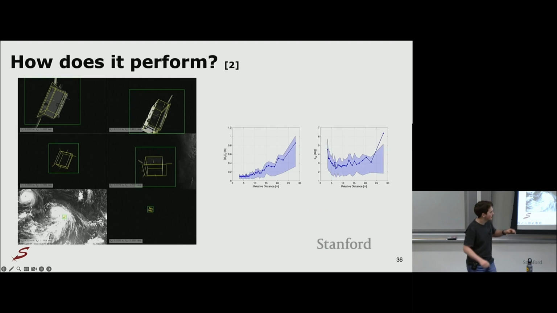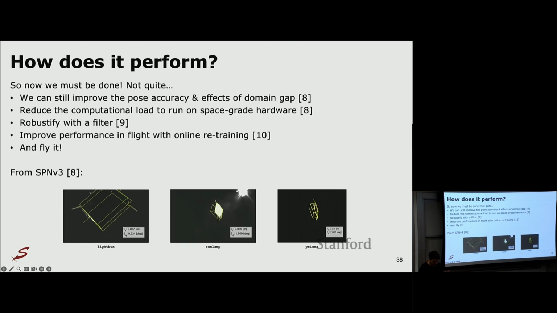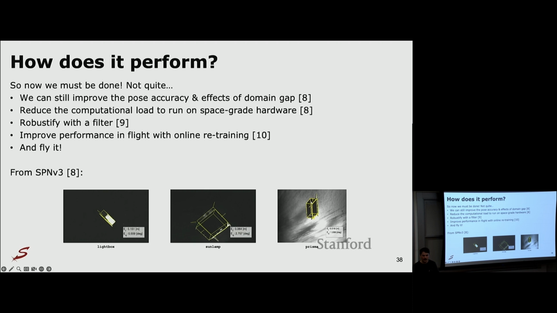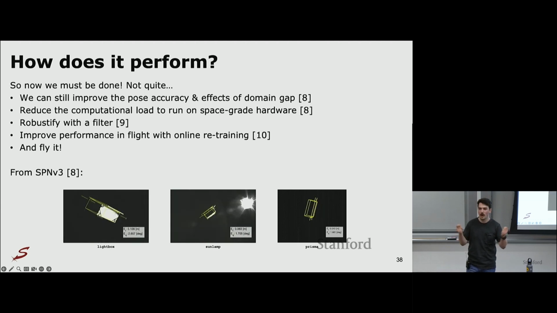So we can still do better than the degree level rotation estimates, for example. And then we also want to reduce the computational load and to run it on space-grade hardware. That's something that's been done in some work after this. We can also think of robustifying this whole thing with a filter. Here I'm just giving you raw measurements.